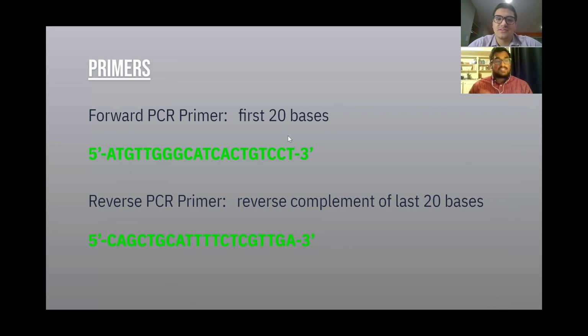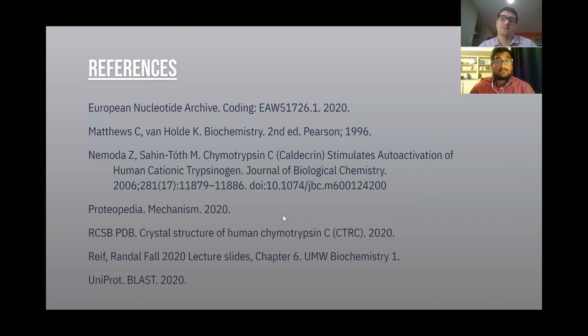Yeah. And John's gonna explain a little bit about how we got to this spot. So that's really cool. With the primers, you can see the first forward primers in the beginning, just the first 20 bases of our sequence. In the second one, you're going to take the last 20 bases, but you're actually going to find the reverse complement of it. So that's really cool.